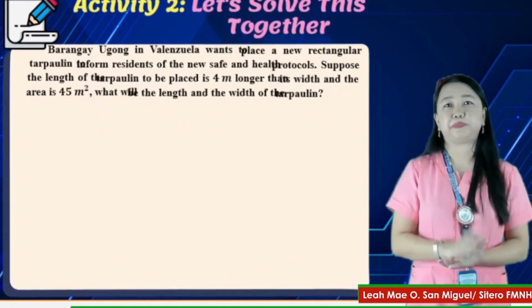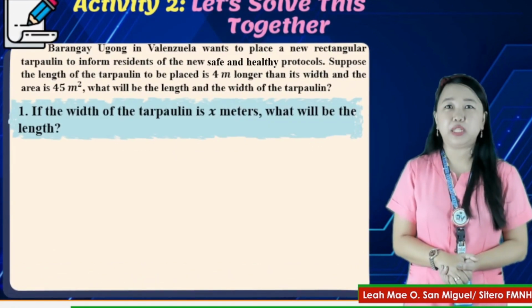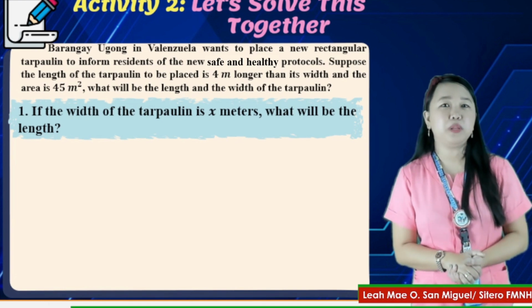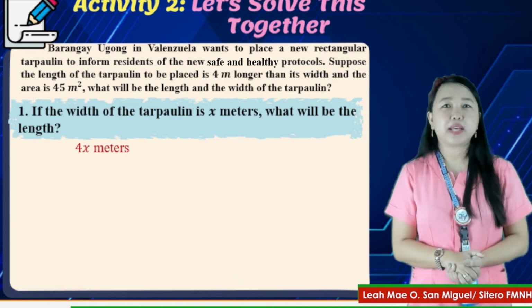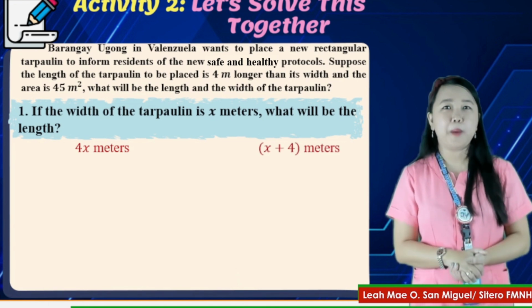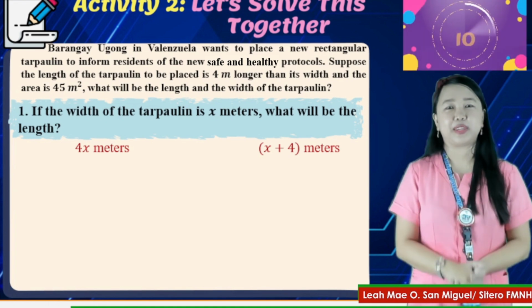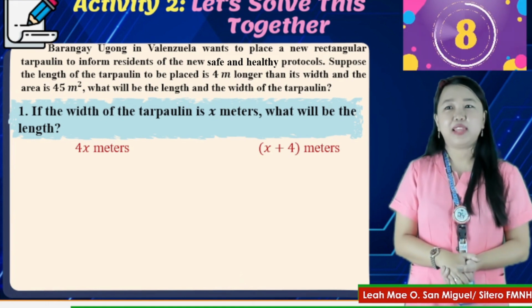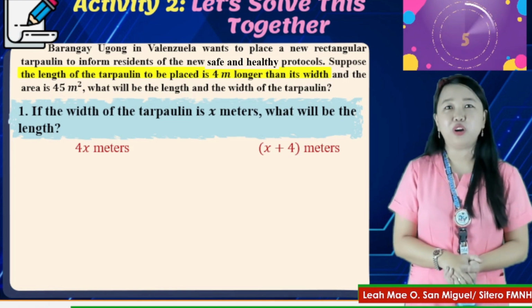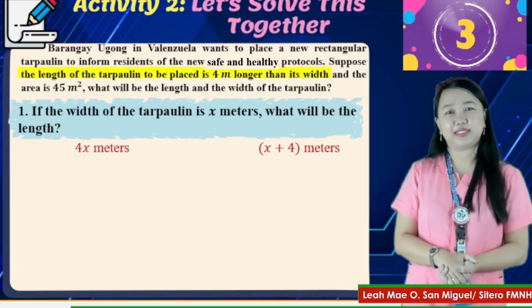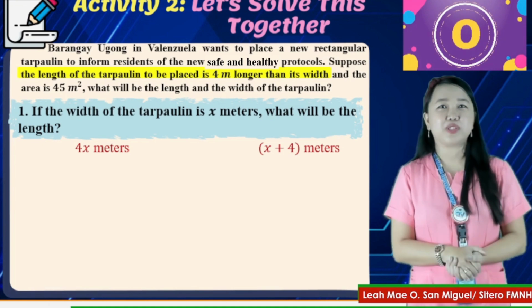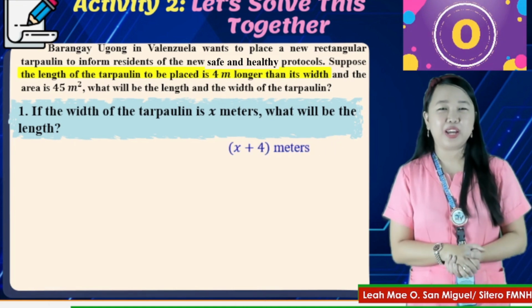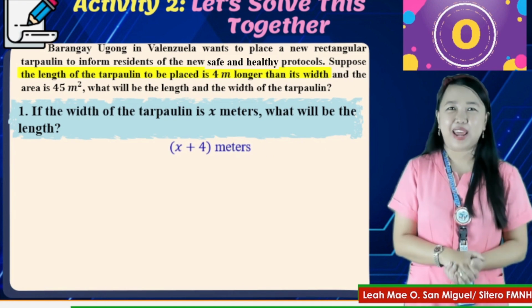Question number 1. If the width of the tarpaulin is x meters, what will be the length? Is it 4x meters or x plus 4 meters? You have 10 seconds to comment your answer. Go! In the problem, length is 4 meters longer than its width. Time is up! If you answered x plus 4 meters, then you are correct.